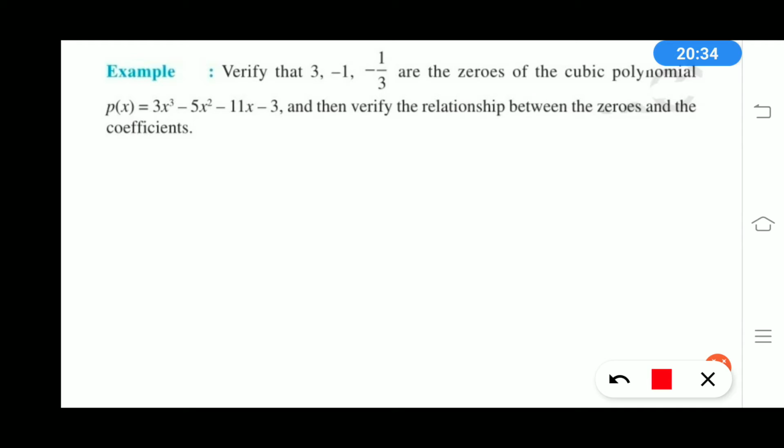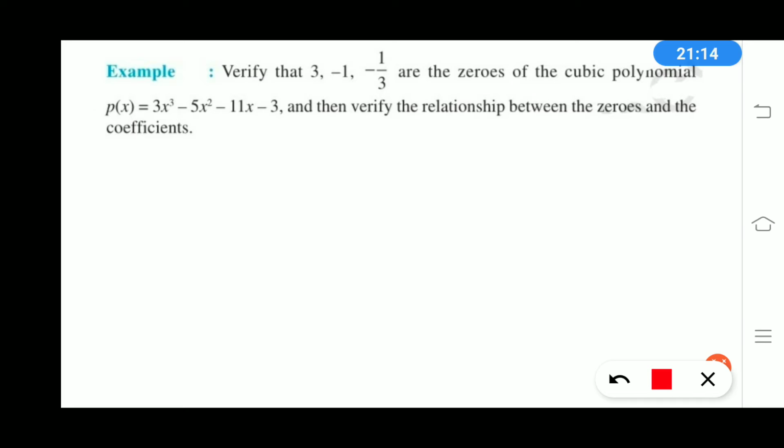Written in this form, verify that. That means if 3 is a zero of this polynomial, then definitely p of 3 equals 0. If we show that p of 3 equals 0, then clearly we say that 3 is a zero of the polynomial. Similarly, if p of minus 1 equals 0, then minus 1 is a zero of the polynomial.